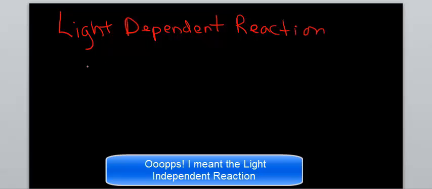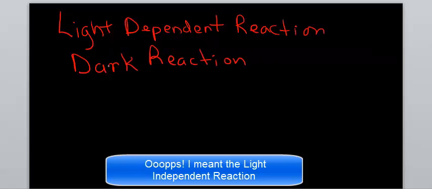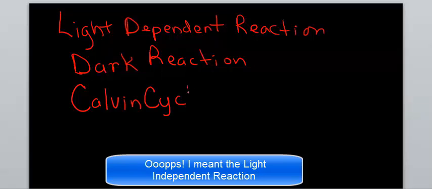And you've heard it's also called the dark reaction, because it doesn't need light, but it gives you the wrong idea that it has to happen in the dark. It does not. But there's one other name. It's also known as the Calvin cycle. Now, why would it be called the Calvin cycle? Because Calvin was the person who discovered it. And it takes place in the stroma.